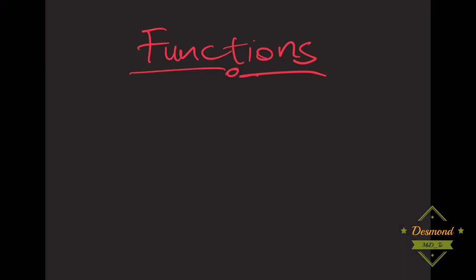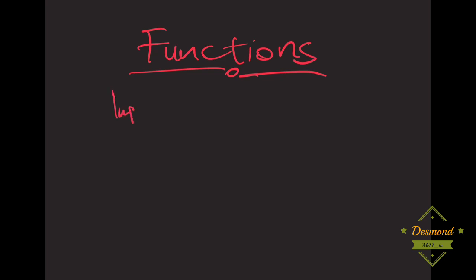In this video, we're going to talk about functions. Let's start with the basics of a function. So what is a function? A function consists of a set of inputs, a set of outputs, and a rule for assigning each input to exactly one output. The input part of the function is called the domain.